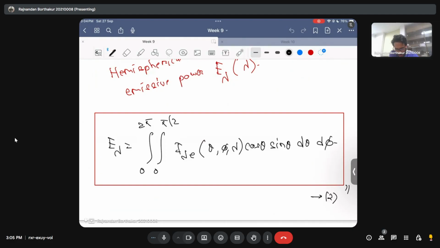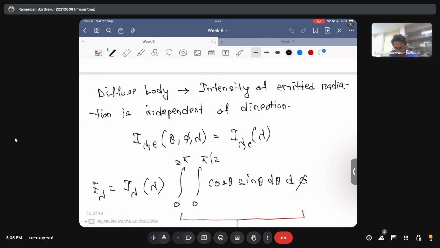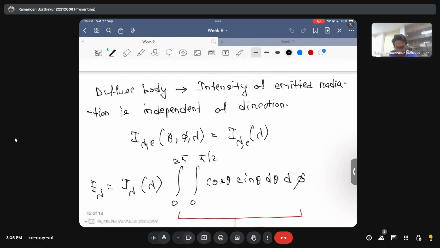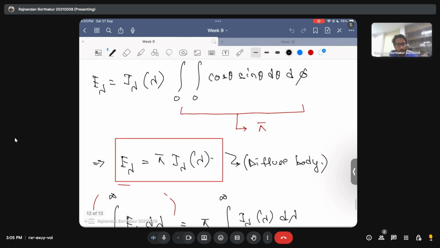Okay. And then we looked into the special case of a diffuse body, where we say that the intensity of radiation is independent of which direction we are looking at. And then we basically say that the intensity of radiation becomes a function of just the wavelength. Thereafter, incorporating that, we got a very nice expression which relates the intensity of radiation to the emissive power, which is nothing but the spectral emissive power denoted by E lambda, as you can see from your screen.